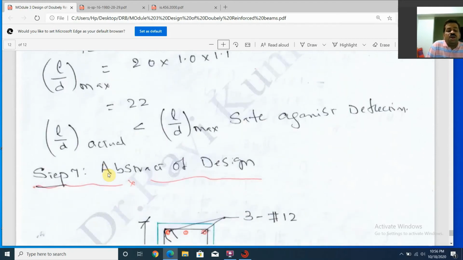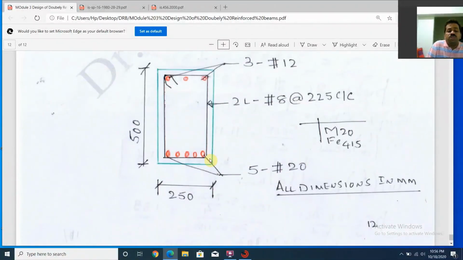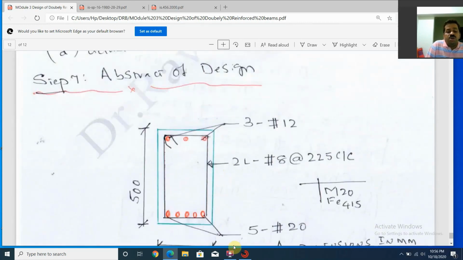With this criteria, we go with the abstract of the design. At the bottom we are going to provide 5 bars of 20 mm in the tension zone. The compression is 3 bars of 12 mm, and the stirrups we designed are 2-legged 8 mm at 225 mm center to center. Write down the specification of the kind of material we are trying to use, M20 and Fe 500. As a structural engineer, I will tell what the dimensioning is here. So as an engineer, you tell all dimensions in mm. So this completes your problem here.